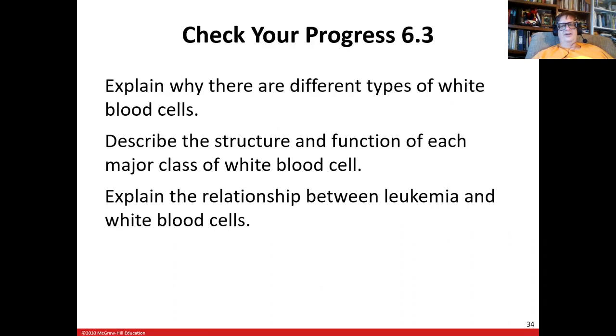All right, here's a progress check for y'all. I'm going to be quiet for a few seconds. You can pause it, and then we'll continue.